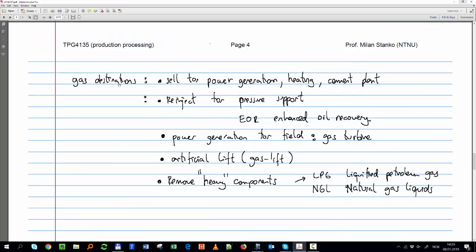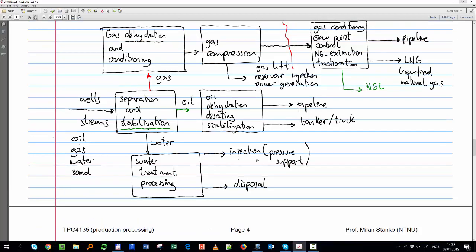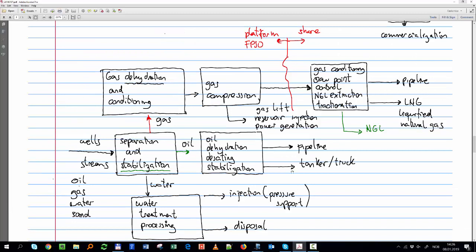Then we said we have different destinations. We always have to think, when we talk about processing, where the final products are going to go. You have to keep that always in mind. With water, we said we have 2 main destinations: we can re-inject, or we can dispose, to sea or to another formation. In oil, we can use a pipeline, or we can transport in tanker, or if you are on land, you can use a truck.